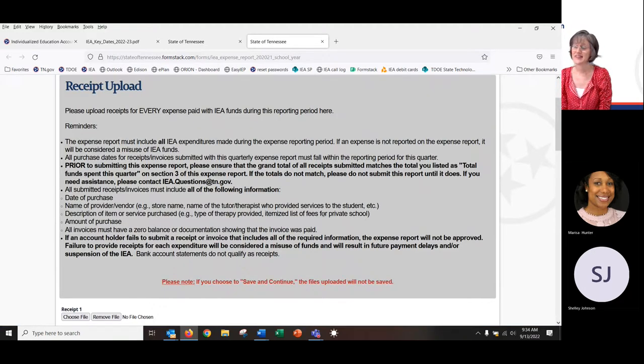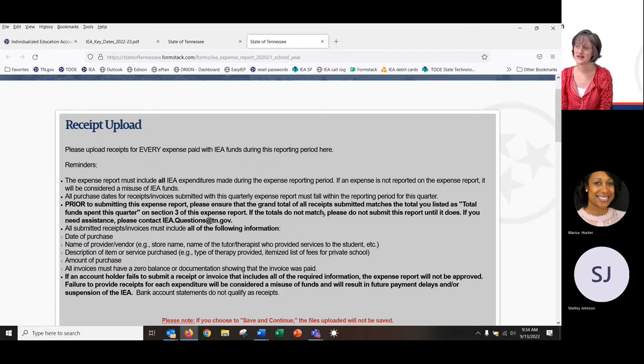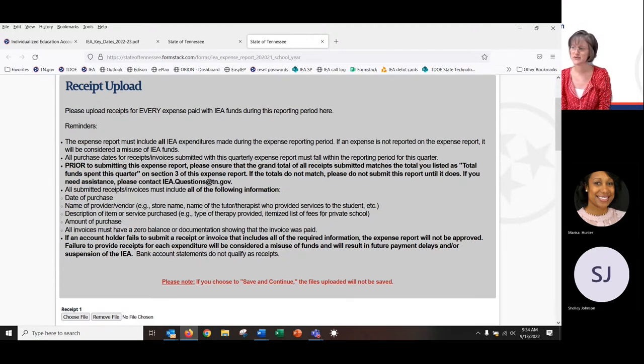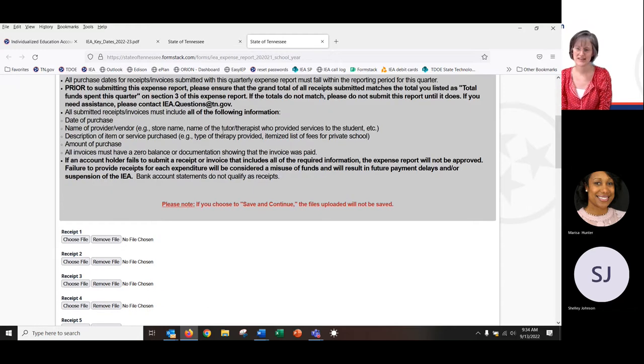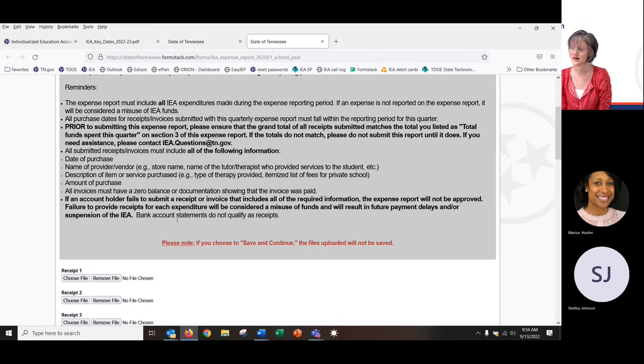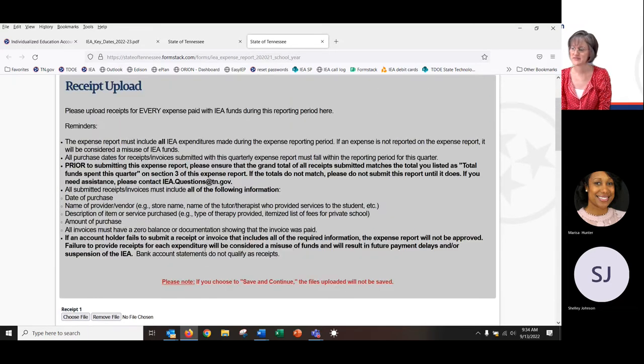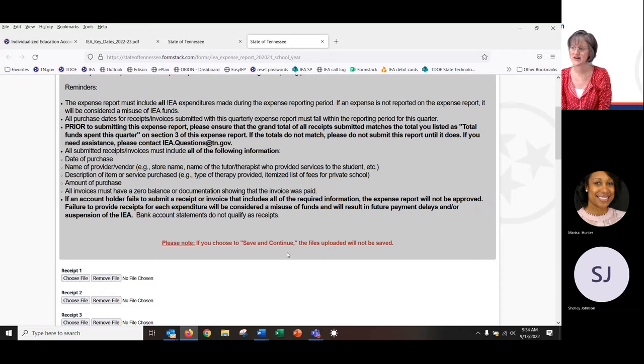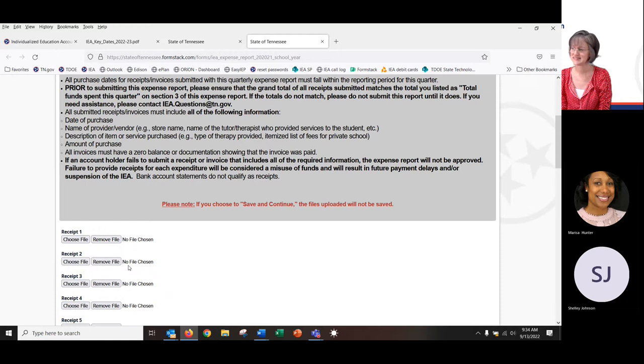So at this point on your expense report, you've finished answering all the questions and you are ready to upload your receipts. When I was reading through this the other day, what hit me the most was, I've been telling you that you could hit save and continue if the pizza in the oven needed to come out and you needed to go tend to that and then come back to it. But here is where it shocked me: at the bottom it said, when you are uploading your receipts, if you choose save and continue and you're not finished with uploading your receipts, it will not save what you have uploaded so far.